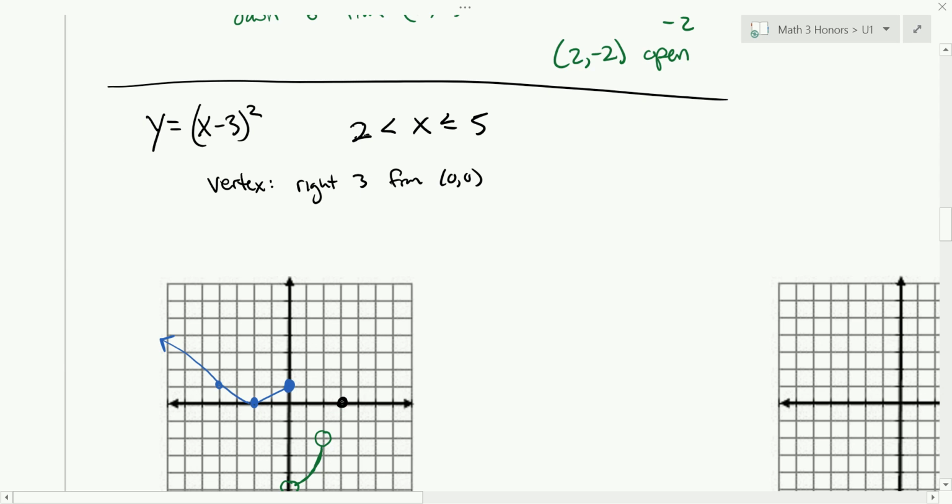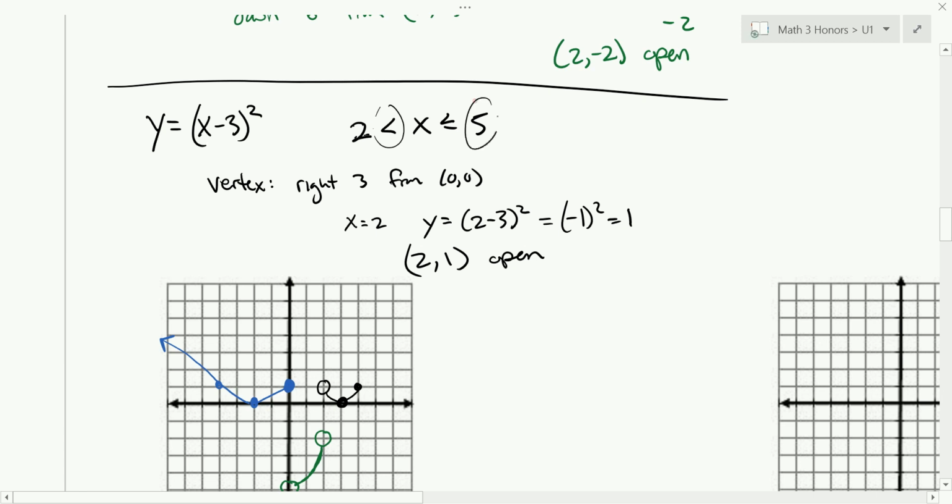And then my endpoints. I need to know what's happening at 2. So I plug in 2. When x is 2, y is going to be 2 minus 3 squared, or negative 1 squared, which is 1. So 2, 1, open or closed? This one's open because there's no equal sign. So at 2, 1, open circle. We got a matching point on this because it's symmetric. It creates that U shape. But then it ends at 5. So plug in x equals 5.